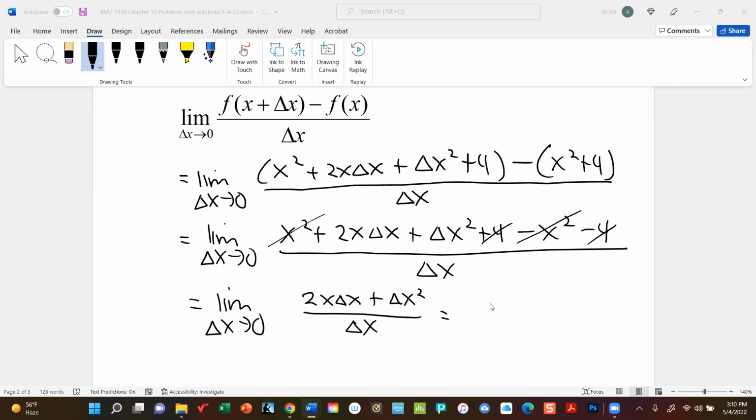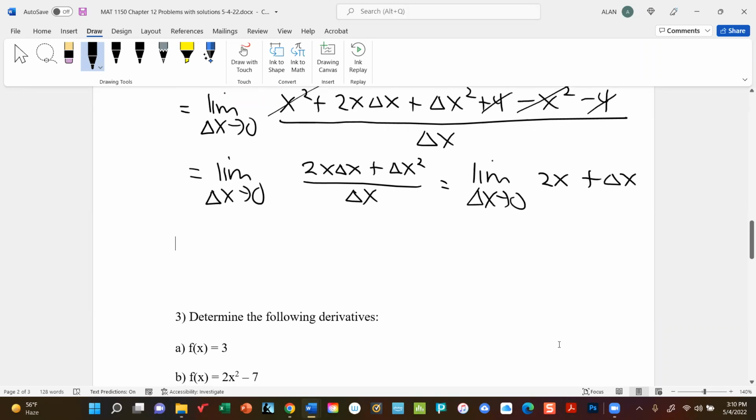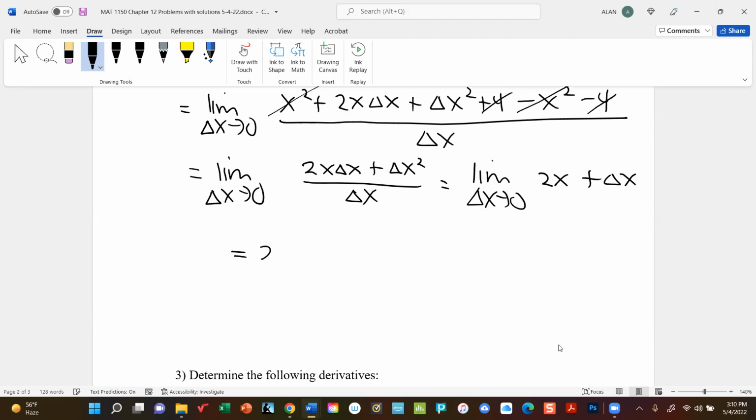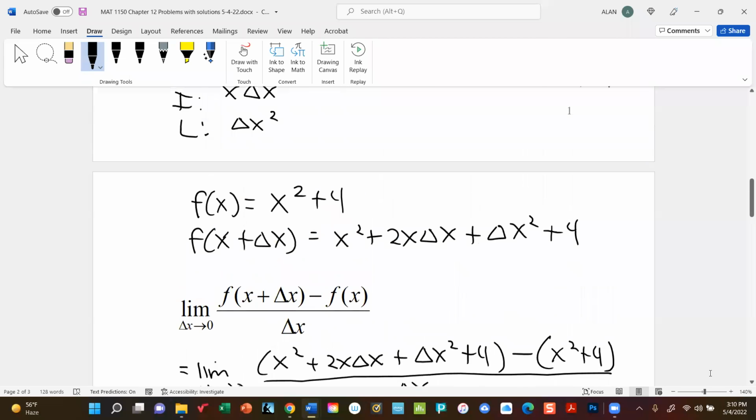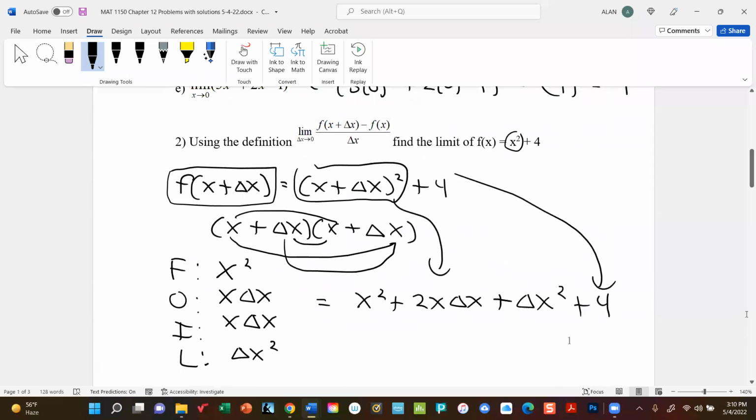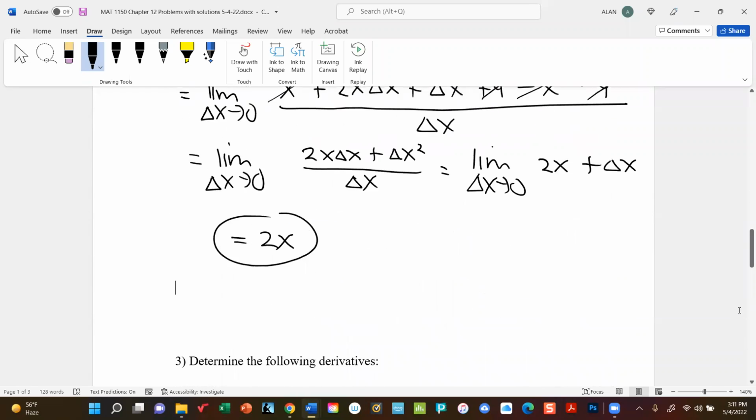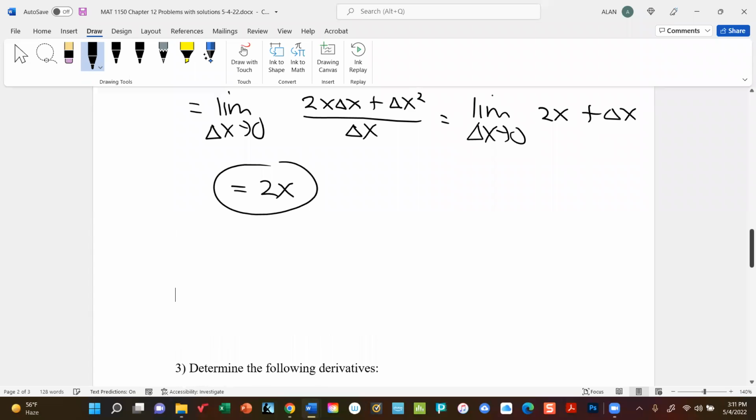So then you'll end up with the limit as delta x goes to 0 of 2x plus delta x. Now, with all that being done, you can actually apply the limit itself. Remember, all you're doing is replacing delta x now with a 0. So you end up very simply with just 2x. And now we've already seen the rules that will enable us to calculate this directly. The original function was x squared plus 4, so why don't we confirm this with our rules?